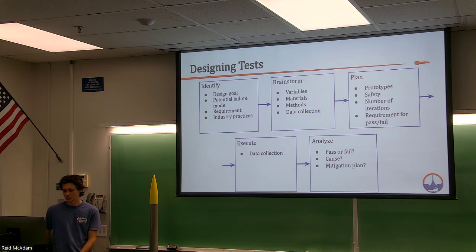If it does fail, we got to look at, well, why did it fail? Is the material too weak? Does this parachute need to be bigger? Do we need to redesign everything that we've done? Or is it just like, oh, someone set up the test wrong? And then if it turns out to be something that is an issue with the design, then you got to look into a mitigation plan.